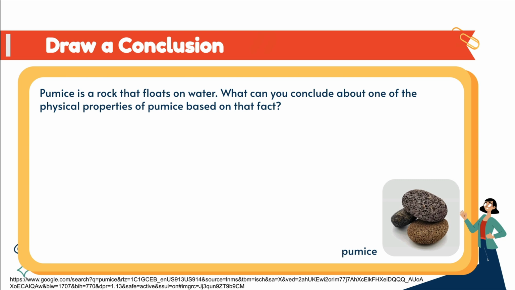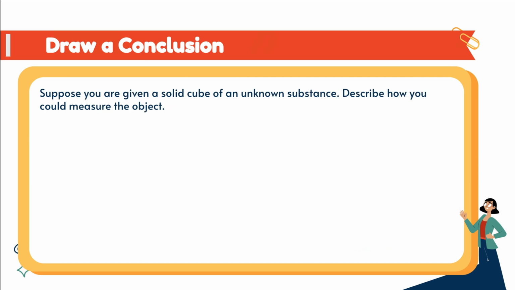Draw a conclusion. Pumice is a rock that floats on water. What can you conclude about one of the physical properties of pumice based on that fact? Suppose you are given a solid cube of an unknown substance. Describe how you can measure the object.